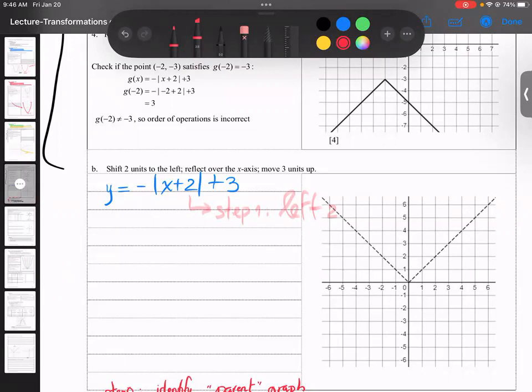Step number two. Very good. Over what? X or Y axis? What changed? If the negative is being multiplied to the function, what changed? The range changed, right? So you flip over the x. I know it's kind of counterintuitive, but because the range changed, you flip over the x-axis. The last one will be up 3, right?